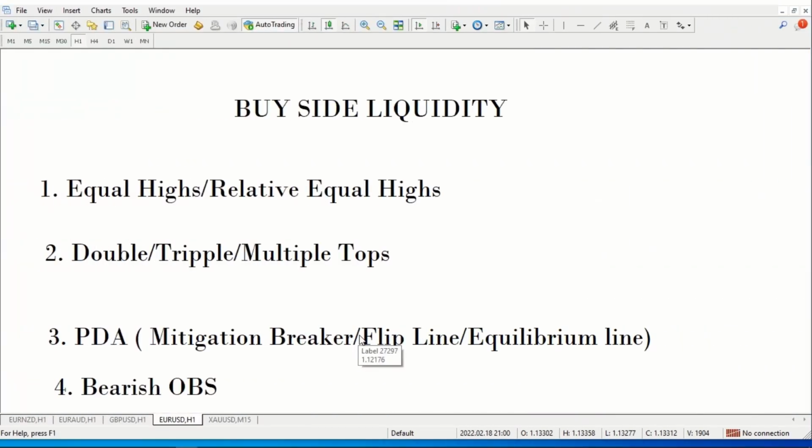In a nutshell, these are the four typical examples of buy side liquidity: equal highs, relative equal highs, double tops, triple tops, multiple tops; PDA, which stands for premium discount arrays, which consists of mitigation breaker, flip line, equilibrium line; and then the fourth one is the bearish order blocks. Yes, so as I said earlier on, buy side liquidity is an example of external range liquidity. Yes, in my subsequent video, I will come out with the sell side liquidity so that you acquaint yourself with them.